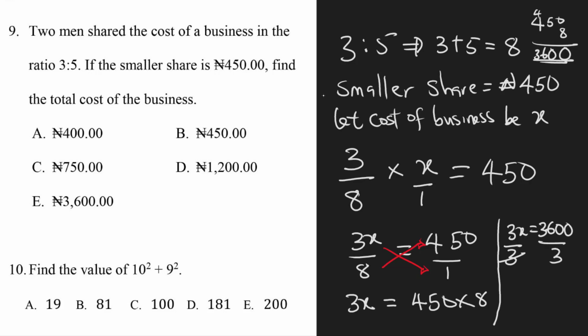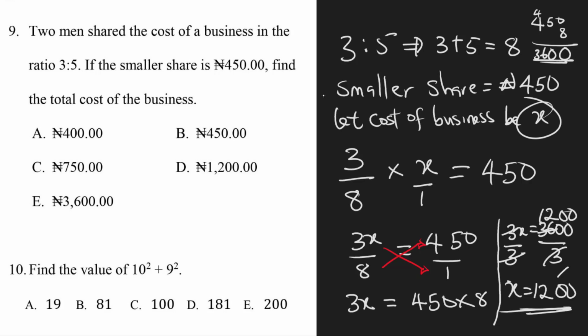So 3 cancels this, right? So we have 3 here is 1. 3 into 36 is 12. And we have our 2 zeros up here. So x is 1,200 naira. So this is the cost of the business. This is the x that we are looking for.